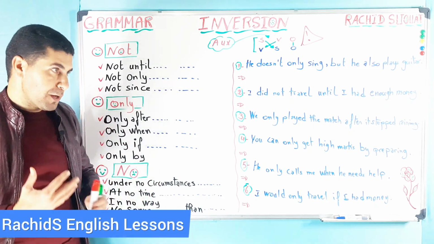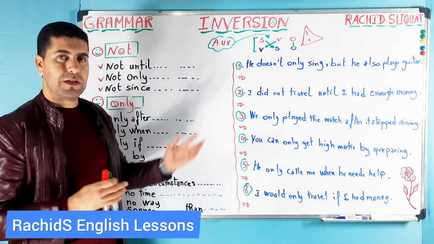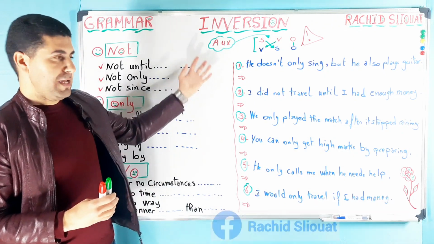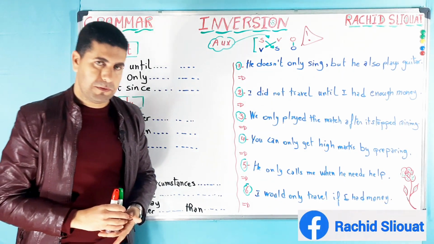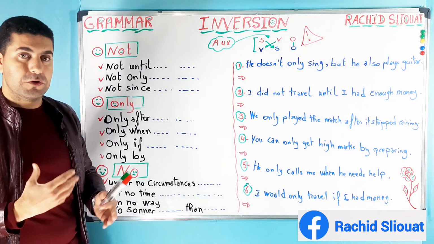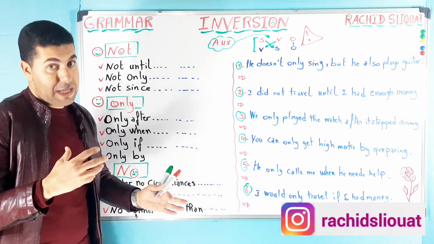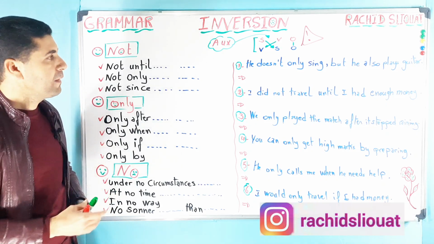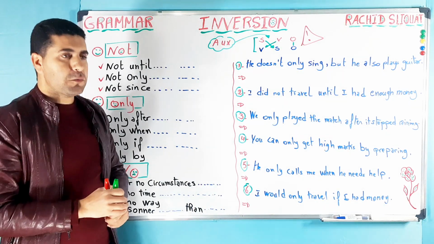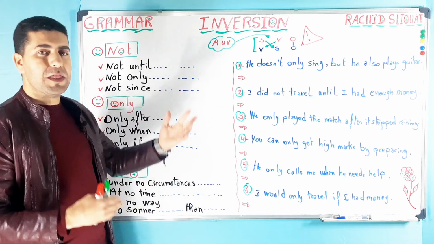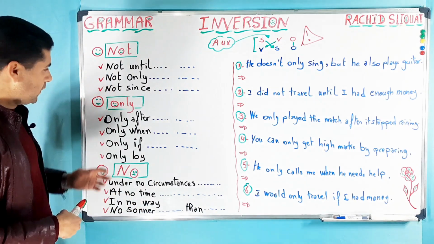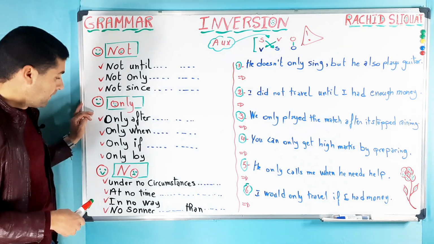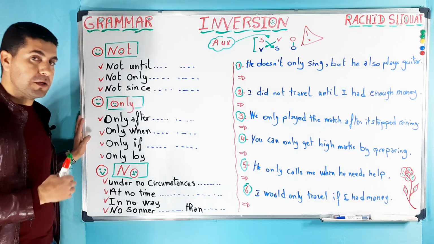So as you can see, we are still talking about this advanced grammar lesson, which is inversion. In the previous episode, number 1, we talked about inversion related to expressions with neither, nor, or so. Today we are going to see inversion with other expressions: expressions with not, expressions with only, and expressions with no.